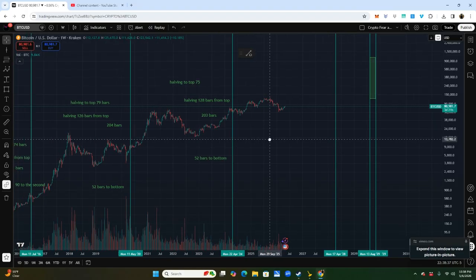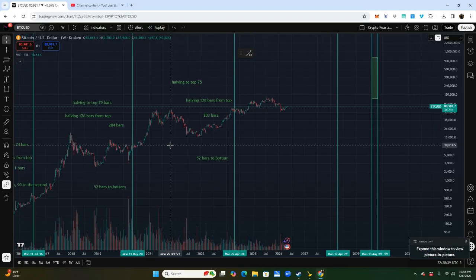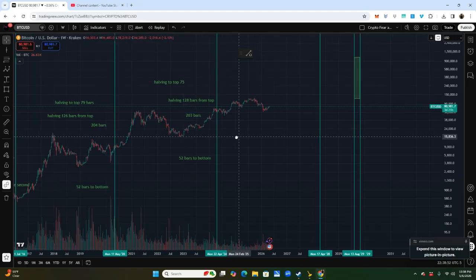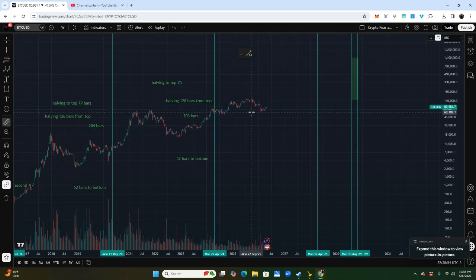And then let's look, at least from the halving perspective, and that might be all you need. If you look at top to top, it was 230 bars. So where does that take us? 230 bars takes us a little bit.